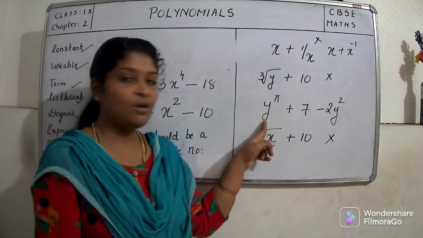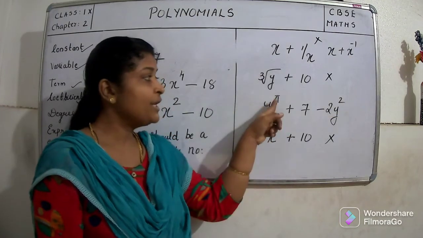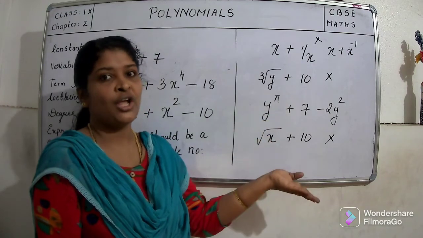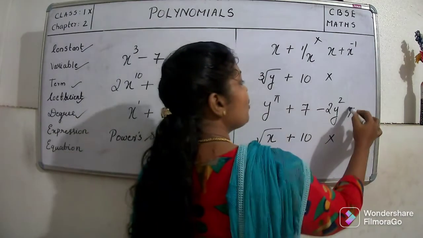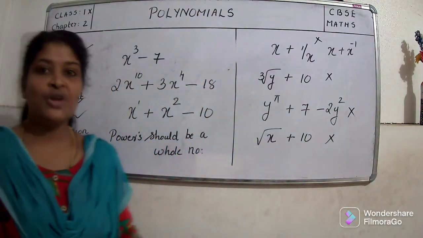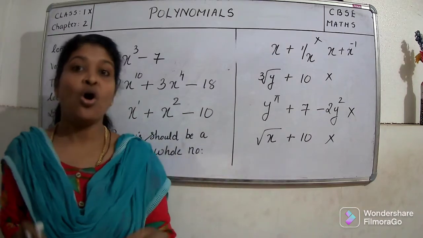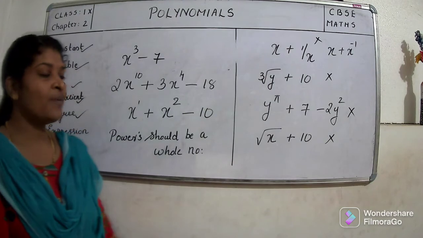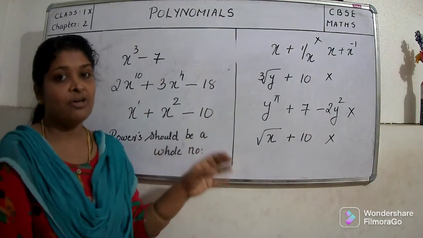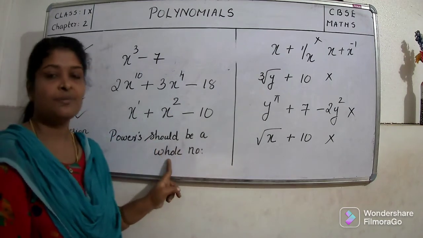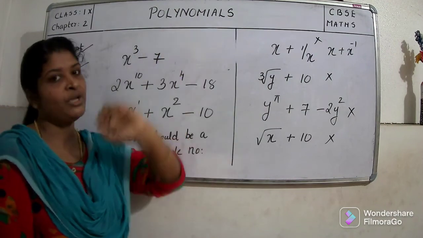Now here the variable y, here also y. This is okay, it belongs to whole numbers. But here it is pi. Pi is not a whole number. We know pi is an irrational number. So that's why this is also not a polynomial. So in short, how will we understand whether this is a polynomial or not, or what is the definition of a polynomial? Very simple. Polynomial means the variables' powers should be whole numbers. That's all. I hope you understand the concept of polynomial very clearly.